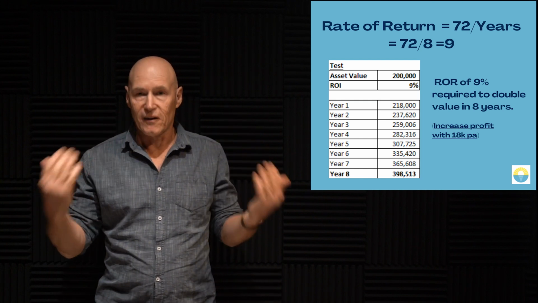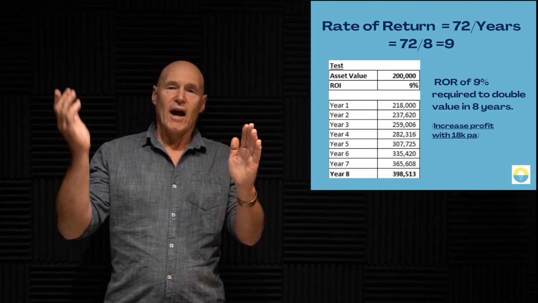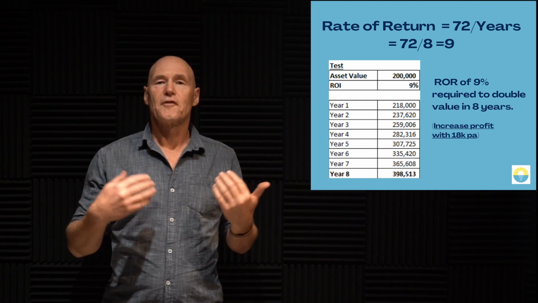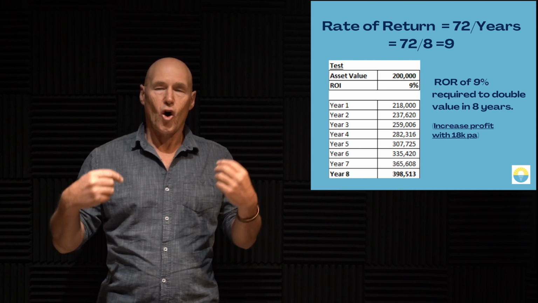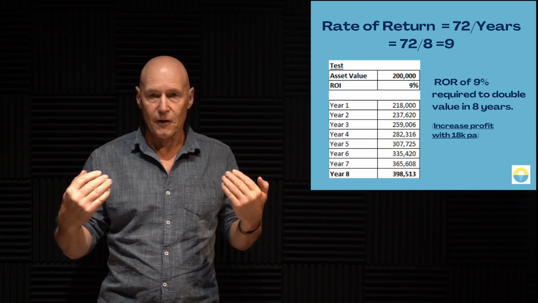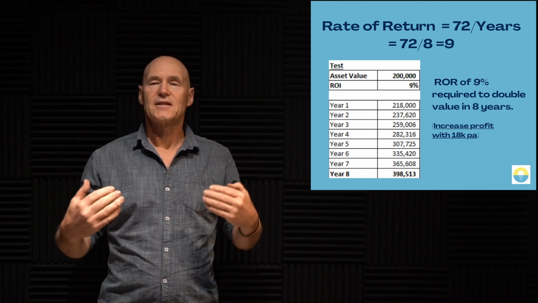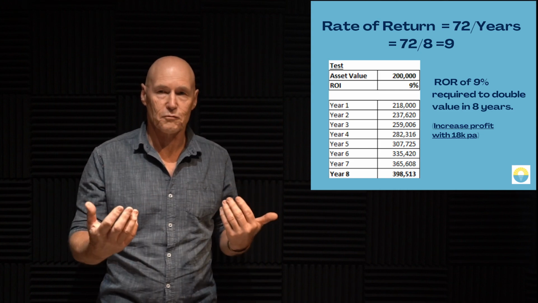So very easy again. I use the rule of 72. So I take 72 and I divide it by 8. So 72 divided by 8 gives you the answer of 9. So now I know I have to get a return of 9% on my asset to pay it off within 8 years' time. All right? That means for the first year, I'll have to make 18,000 profit. That's 9% over 200,000 gives me 18,000 profit.